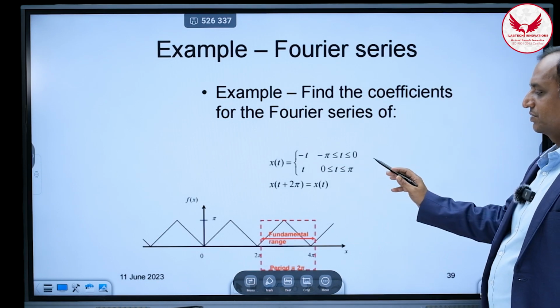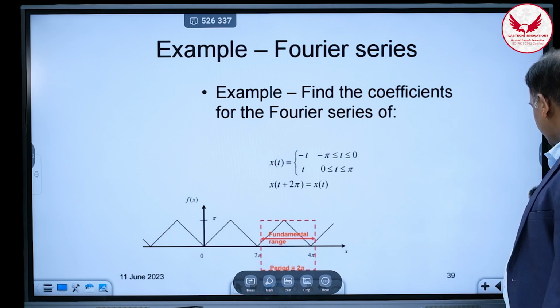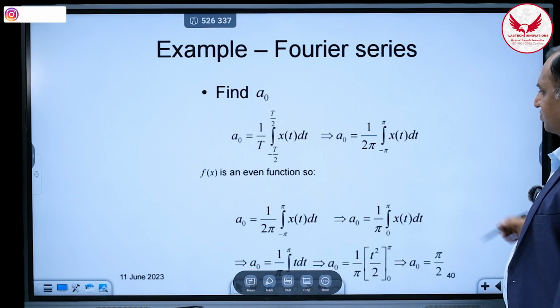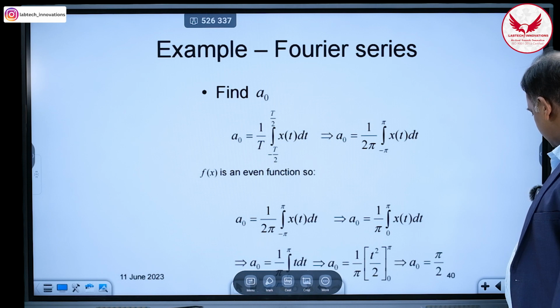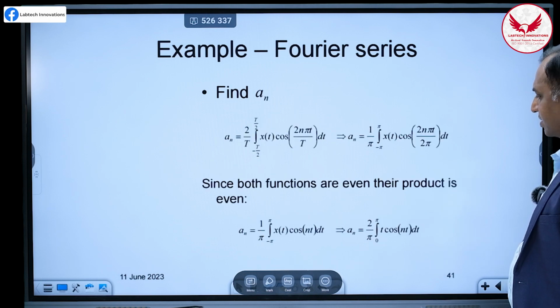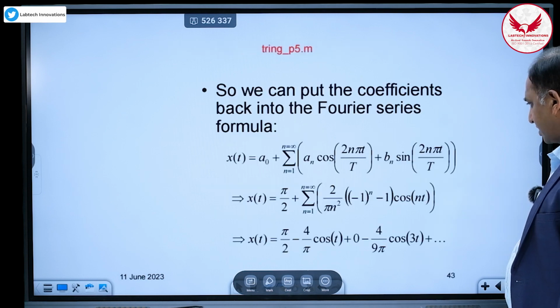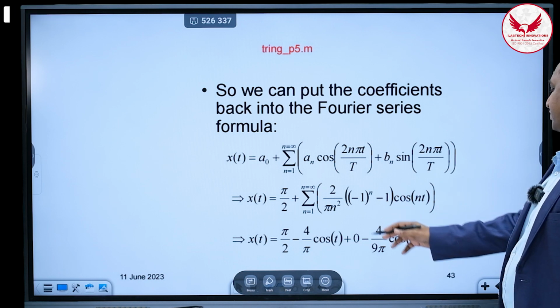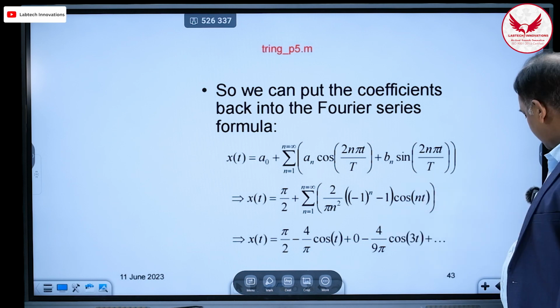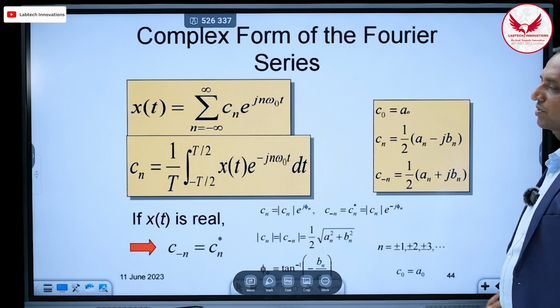The mathematical equation is written, the problem is solved. You can also go through it. You find a0, which comes out to be pi by 2. Then you find an, then find bn, and from that you can write the trigonometric Fourier series equation. These are some of the solved problems, you can go through them.